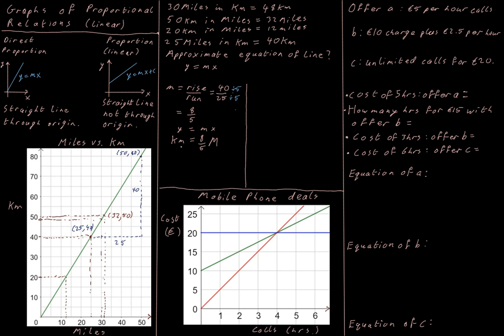If I have a particular number of miles, I multiply that by 8 over 5, and that will give me the number of kilometers. Now I can also write this out using the line formula from our log tables, and I'll do that now.